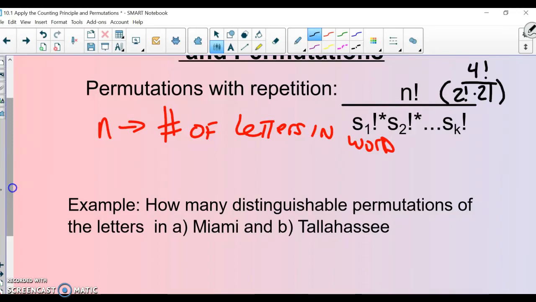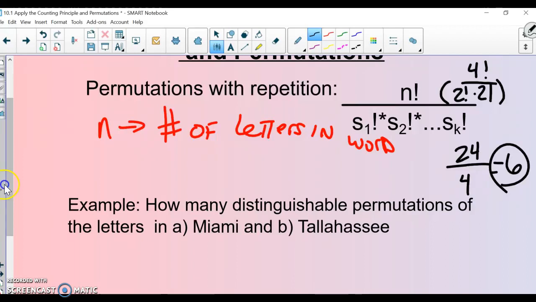Otherwise, you'll get the answer. My suggestion is to type in 4 factorial, and 4 factorial is 24. And then type in the denominator, 2 factorial times 2 factorial. We should know what each of those are, because 2 factorial, remember, means 2 times 1. Our denominator is just essentially 2 times 2, which is 4, giving us an answer of 6.